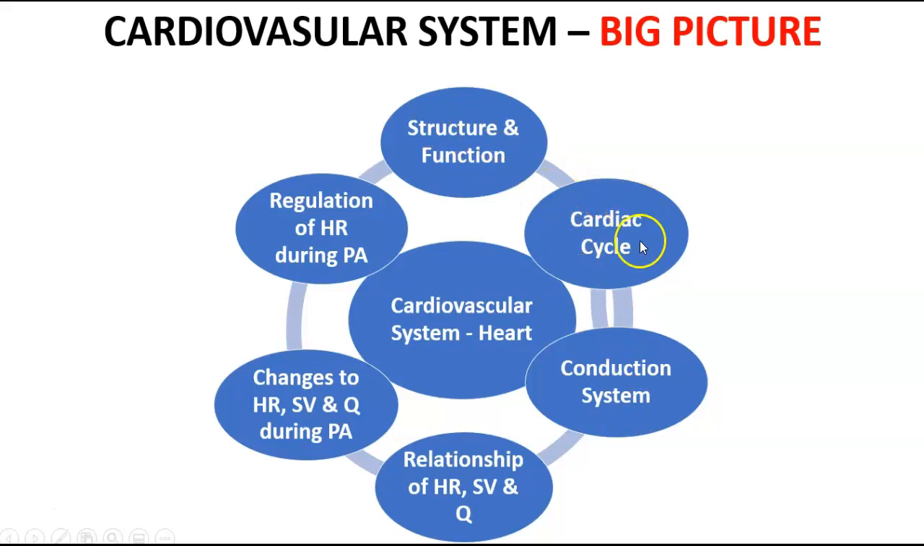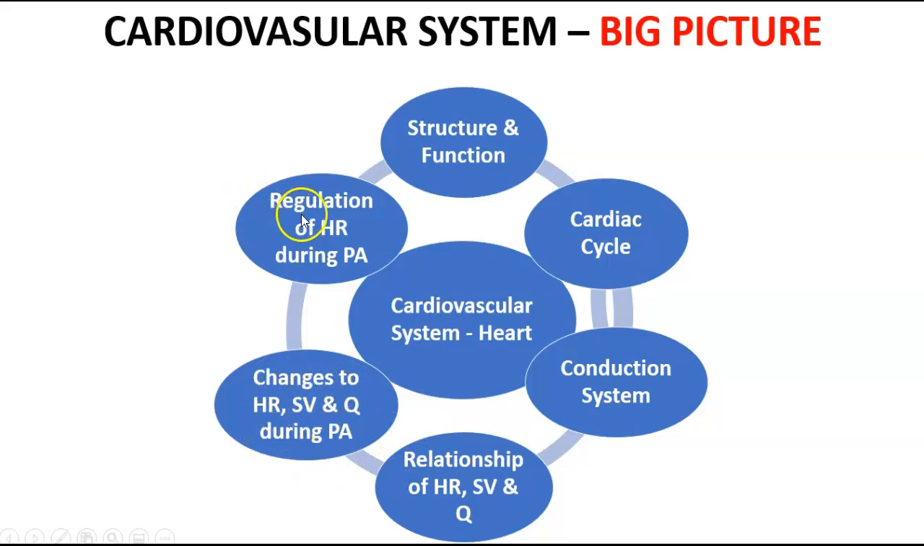So the screencast is going to focus on the cardiac cycle tonight, and then down to here we've got the conduction system, which we're going to do in the lesson. Then as we move on from there, we're going to have a look at the relationship between heart rate, stroke volume, and cardiac output. I'm sure people will have some knowledge of this from GCSE PE. Then we're going to look at how the relationship between these changes during exercise or physical activity.